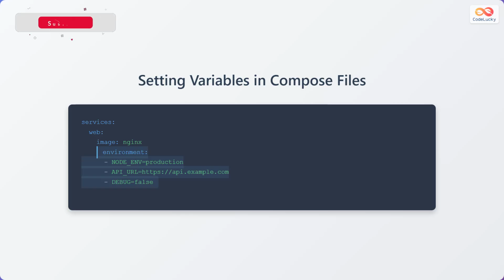Let's see how to define environment variables directly within a docker-compose.yml file. Here's a sample configuration. Under the services section, for a service named web, we specify its image as nginx. Then we use the environment key to list our environment variables. Here, NODE_ENV is set to production, API_URL is set to https://api.example.com, and DEBUG is set to false.